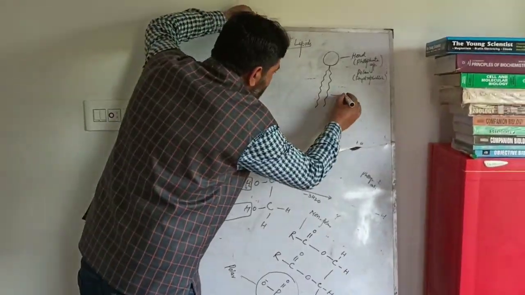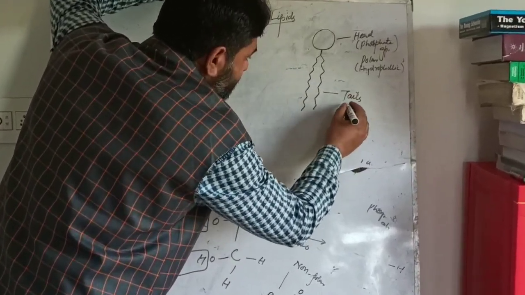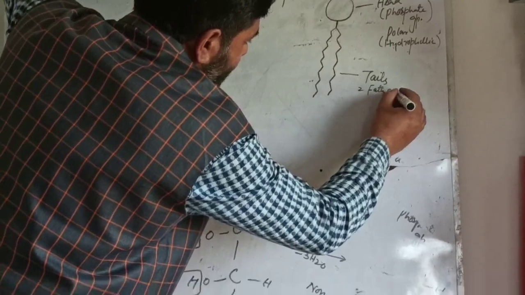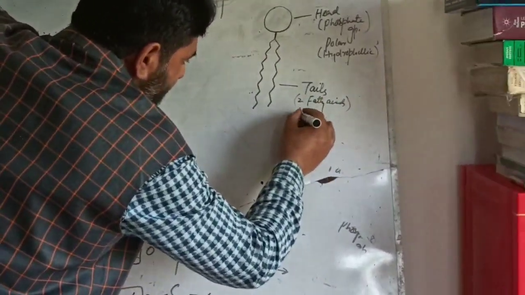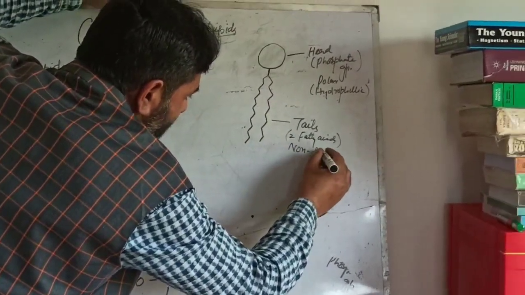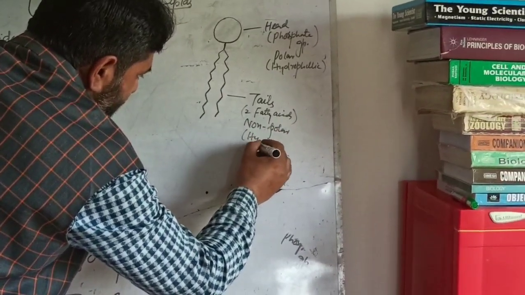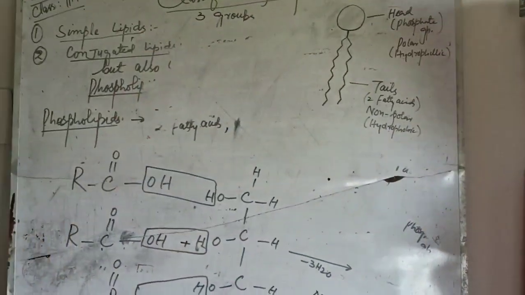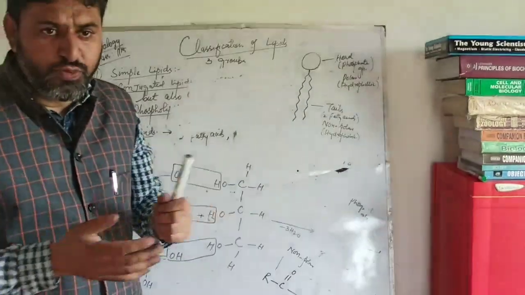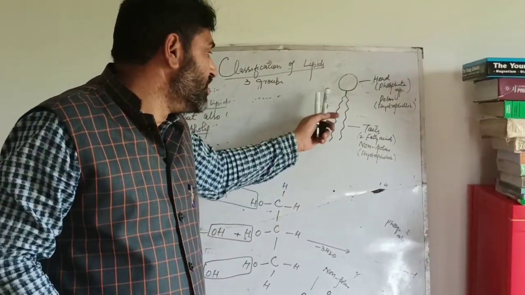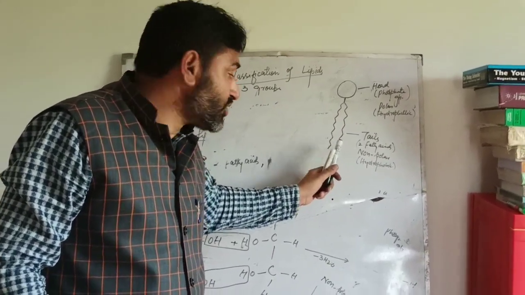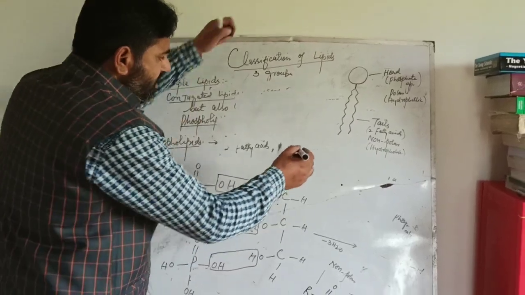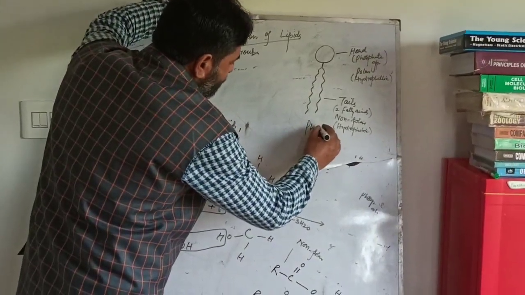Now these two tails are made up of two fatty acids, and these tails are non-polar, hydrophobic. Why hydrophobic? Because they are water hating. They are non-polar; there is a bond between carbon and carbon. So these fatty acids are two, the phosphate group is one. So this is the physical structure of the phospholipid molecule.